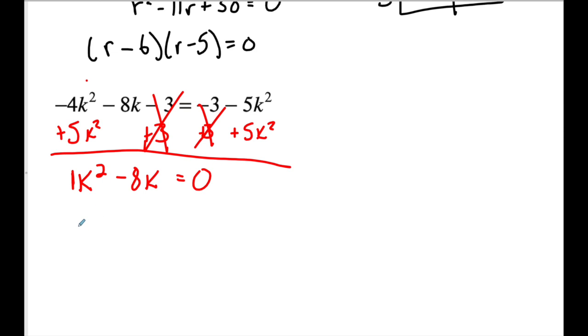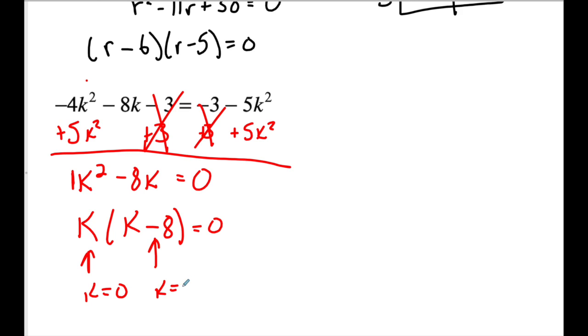Okay, and so what I notice, I've got a common factor, so I take my k out. I get k minus 8. So either k is equal to 0, because I'd get 0 times negative 8, which is 0, or k is equal to 8, because I get 8 times 0, which is also 0. Okay, so just make sure we're on the lookout. We're on the hunt for 2 possible answers. But we could get less than that, just remember.